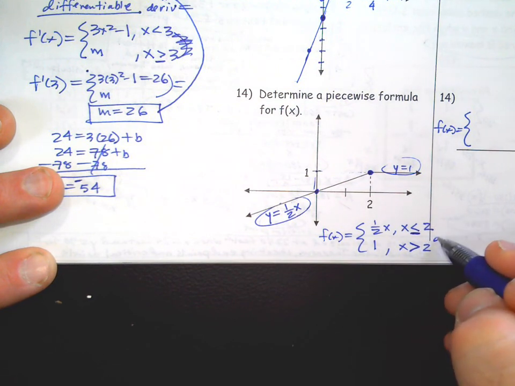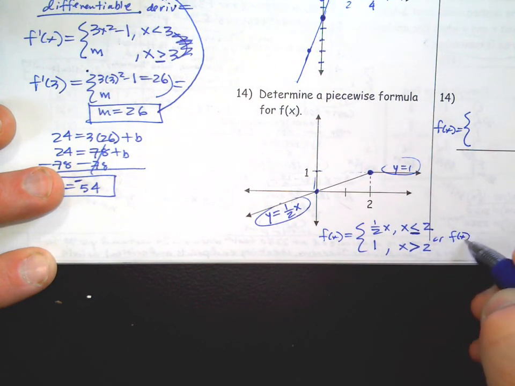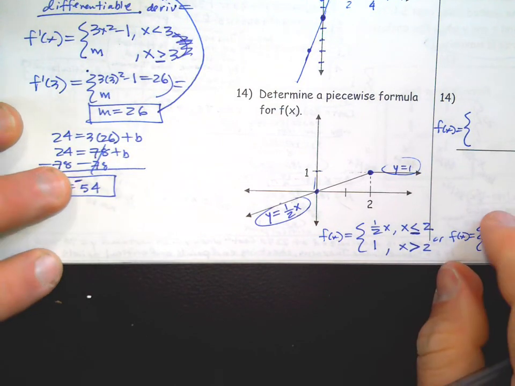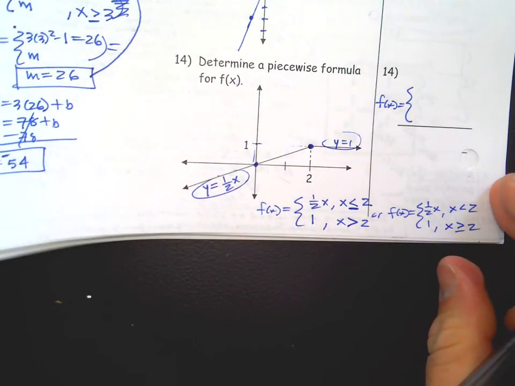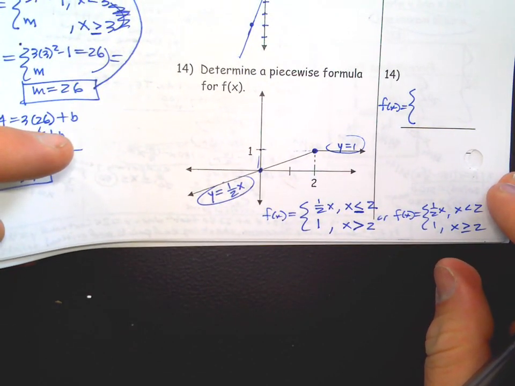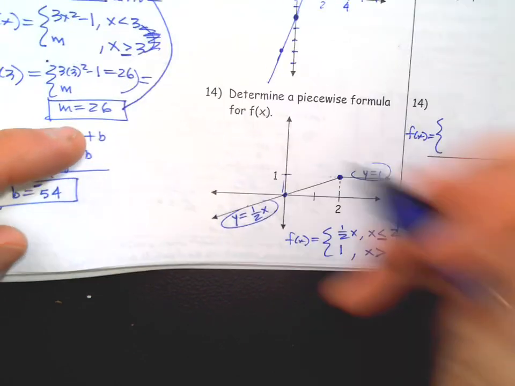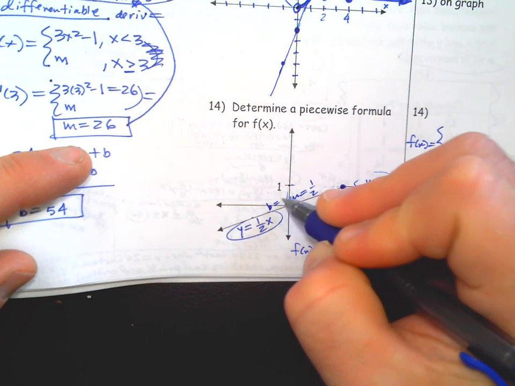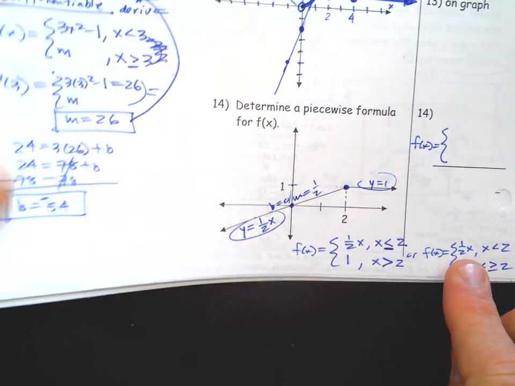So it's either that, or you could do the same thing and say x is less than 2, and then say x is greater than or equal to 2. That would be okay. One of those options. If you put it on both, I'm taking off points. All right. So, anyways, there you go. Write the equation.